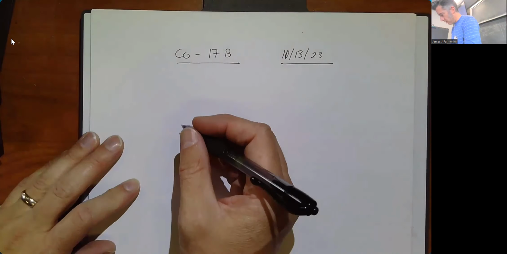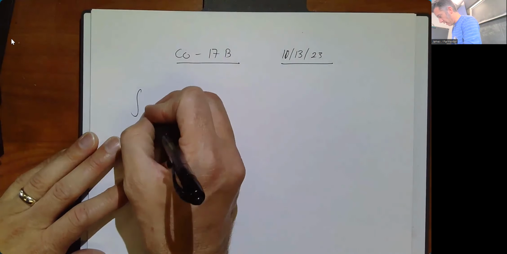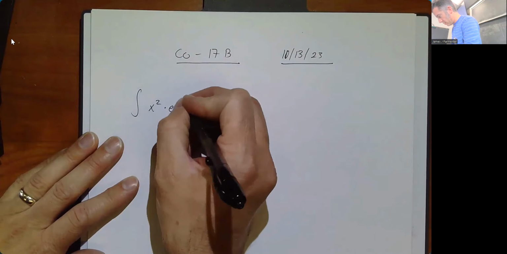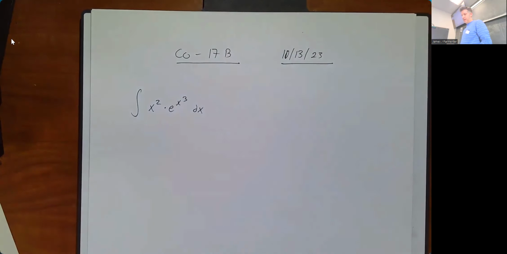Let's look at this integral, the integral of x squared times e to the x cubed dx. And I'm looking at, sure, let's just leave it as indefinite for the moment.